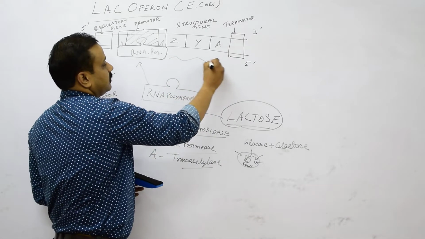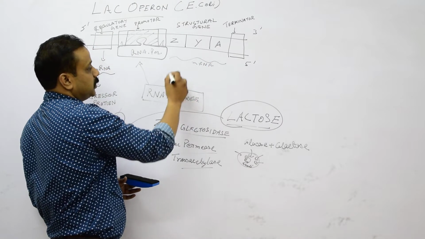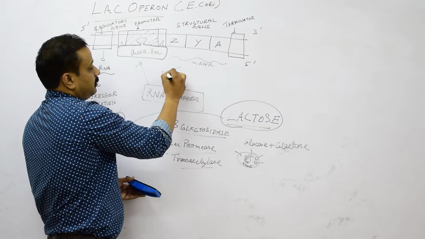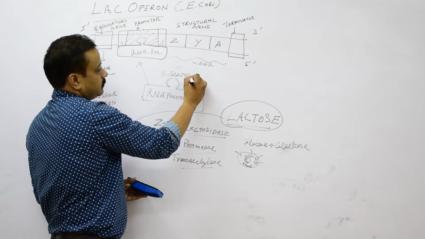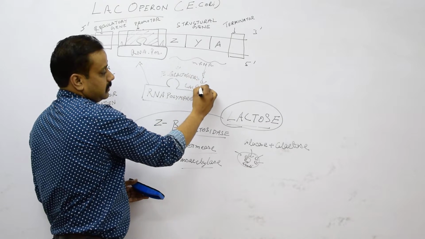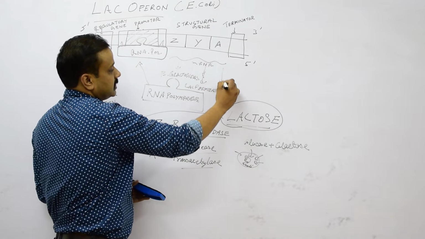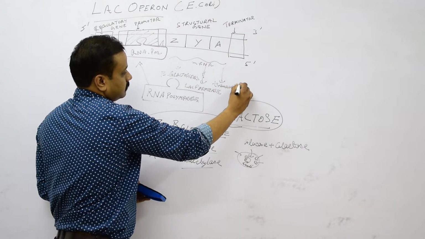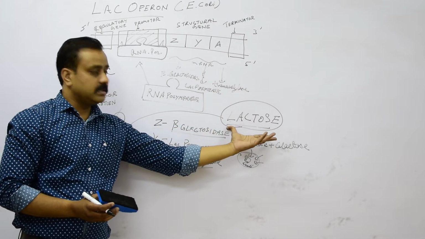Means mRNA will be synthesized, which will be responsible for the formation of three different enzymes, that is beta-galactosidase, then lac permease, as well as acetylase. So all these three enzymes are synthesized in the presence of lactose.